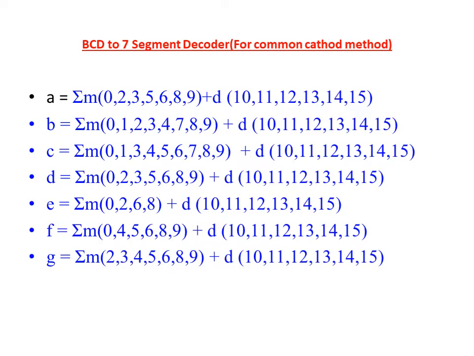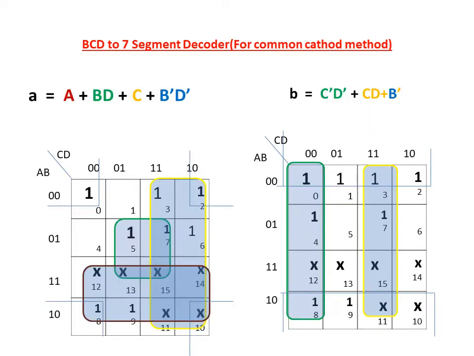From the truth table, we obtain the SOP expressions for each output A, B, C, D, E, F and G. Here the input is BCD, so the don't cares are considered as 10 to 15. This is the K-map simplification for all the 7 outputs. First, these two are the K-maps for outputs A and B.